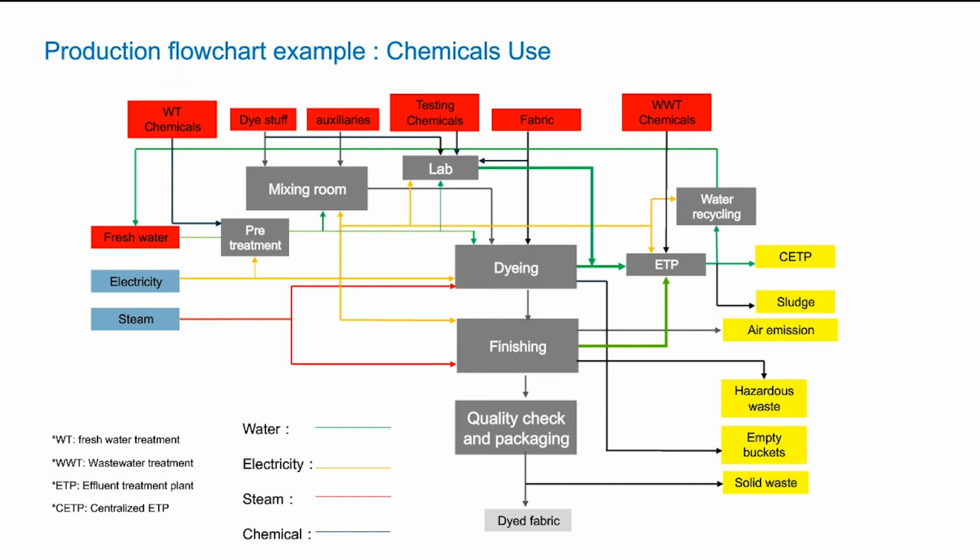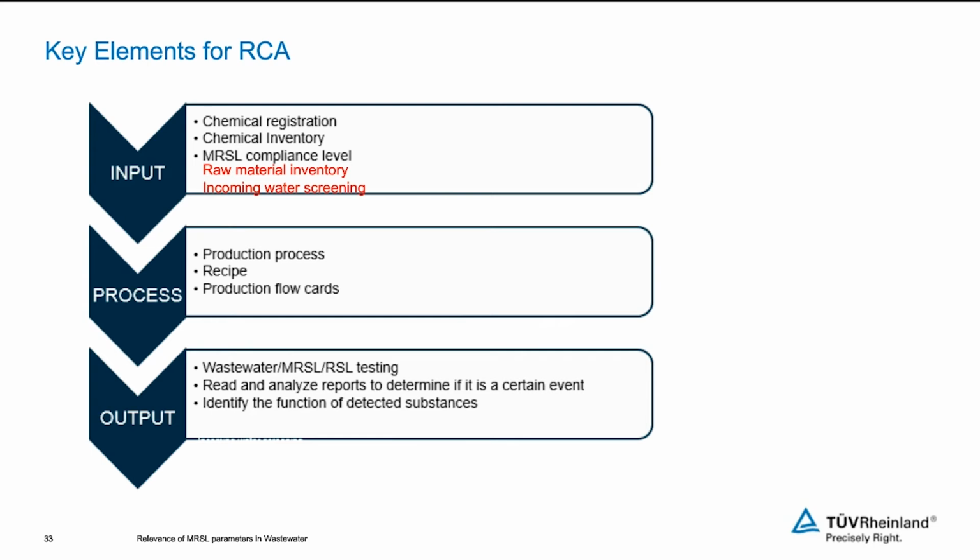These are the chemicals used to treat wastewater, and heavy metals may exist in these chemicals. Last but not least, don't forget the non-production chemicals like cleaning agents. They may also contribute to the detection of hazardous substances in the wastewater. We have already known the possible sources of hazardous substances in the wastewater. And then, what should we do to prepare for the RCA?